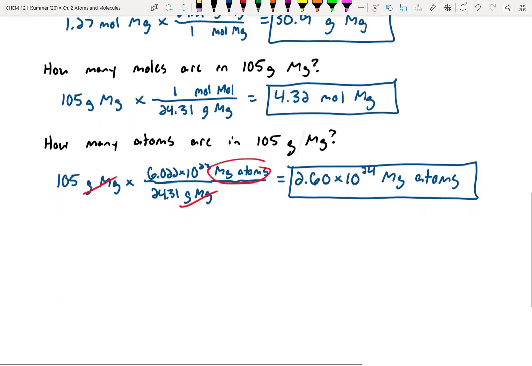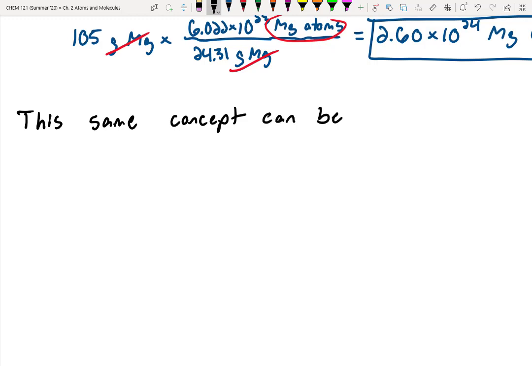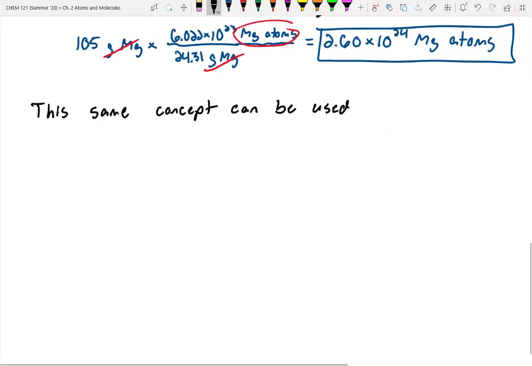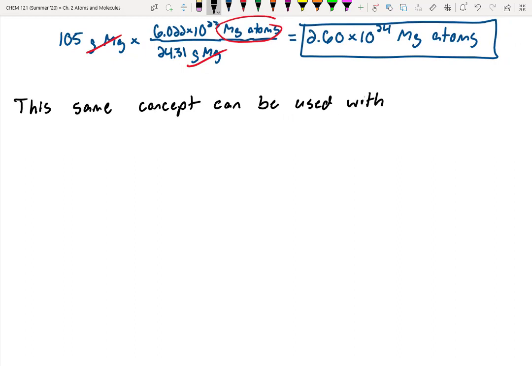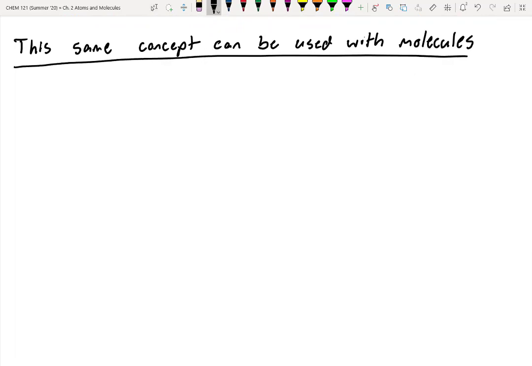All right, so let's extend this a little bit further. This same concept can be used with molecules. In my previous video, I showed you how to find molecular weight, and we said that we could find molecular weight by adding up the individual atomic weights for the atoms that make up that molecule, right? So let's take an example.